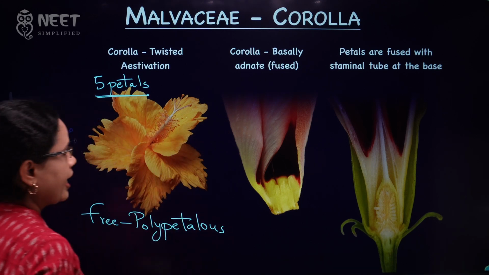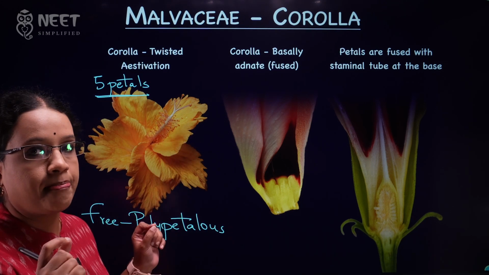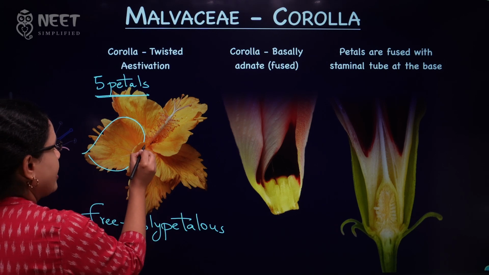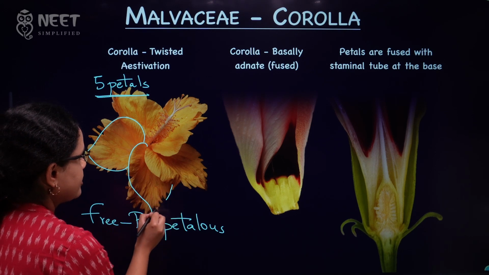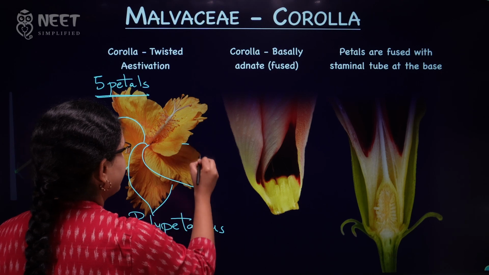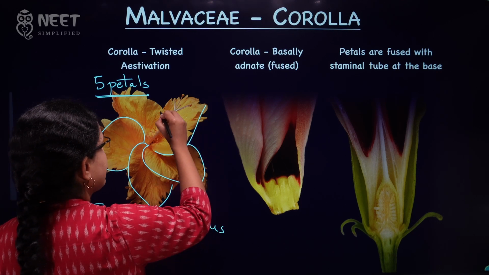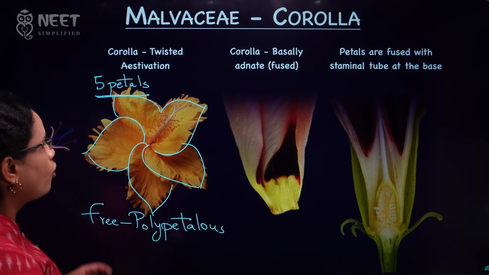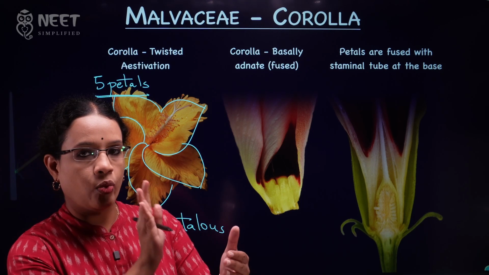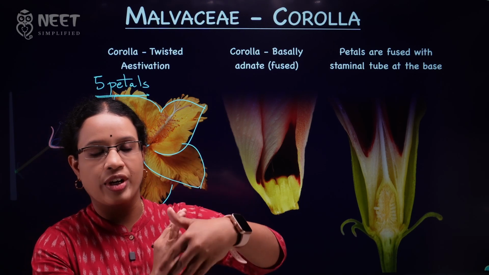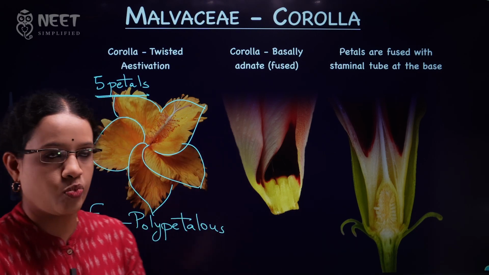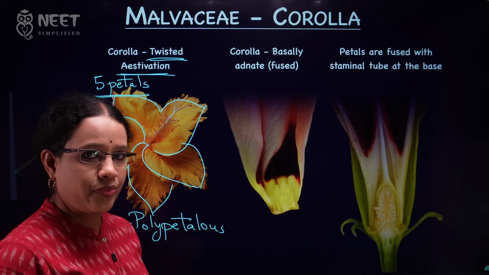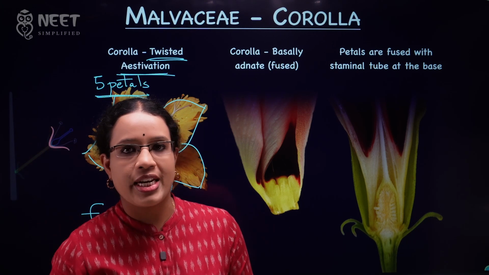Now coming to the arrangement, this has got a specific arrangement where you're going to see one edge of the petal is facing inwards, the other edge is facing outwards. For each and every petal, you are seeing the same thing. You're going to find one edge facing inwards and the other edge facing outwards, and this particular arrangement, we call this twisted estivation. Right? So this is called twisted estivation.